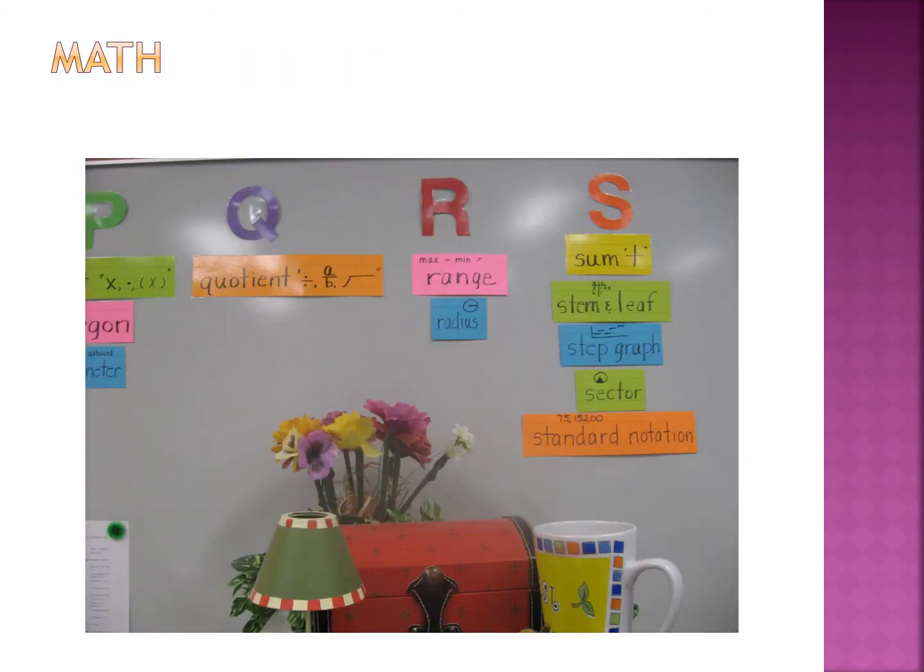This is another math board, and what this teacher did was she used the alphabet all the way across her room, and then she would put the words up under the letter that the word began with. But what I really like about this particular word wall is the fact that they've got something to illustrate each word. For example, on range, they've got maximum minus minimum equals the range. For radius, they've got a picture of a circle with a radius drawn in. So that's a very good way to reinforce the words, because not only do you have the word, but you have the pictorial representation to go along with it.